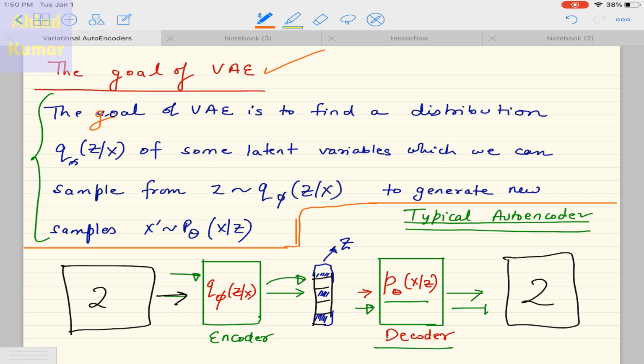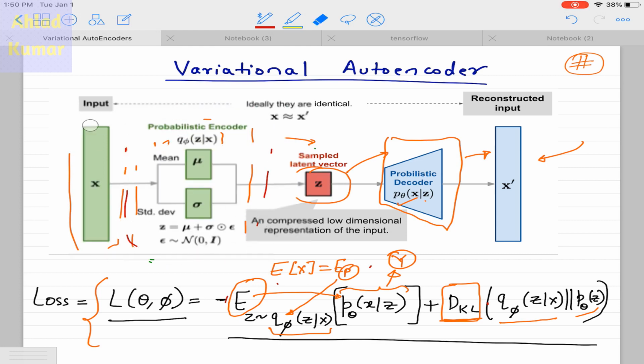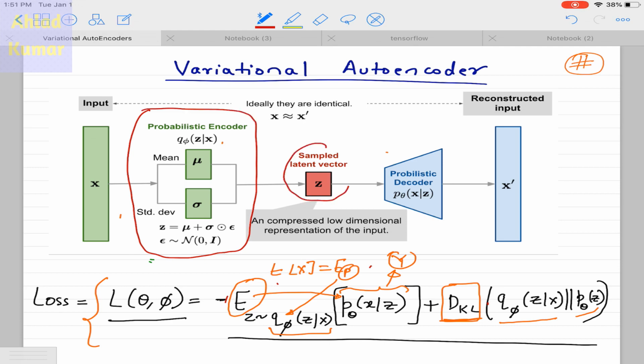The goal of a variational autoencoder is to find a distribution q phi of z given x of some latent variable, that is z. So here our latent variable is z, and we are trying to find this distribution q phi of z given x. Let me clear this out to make things clearer. What is our objective? Our objective is to find q phi of z given x from which we can sample this latent vector z.